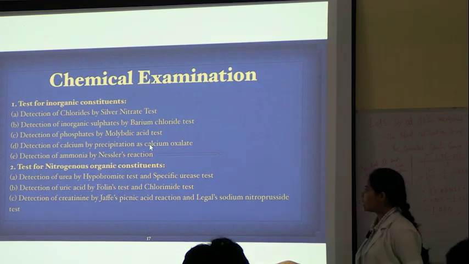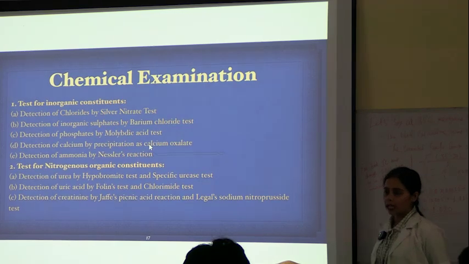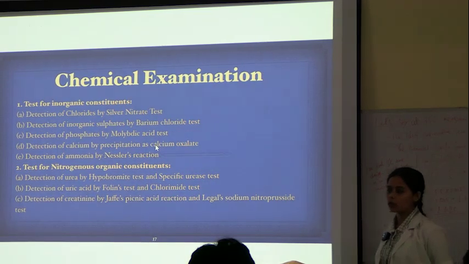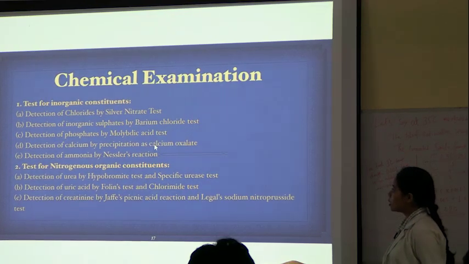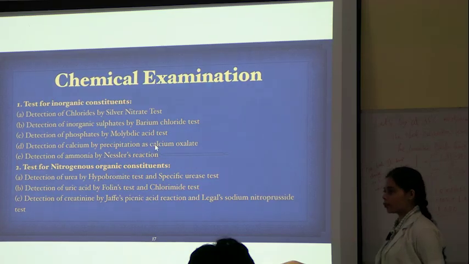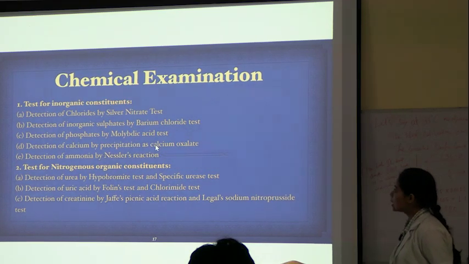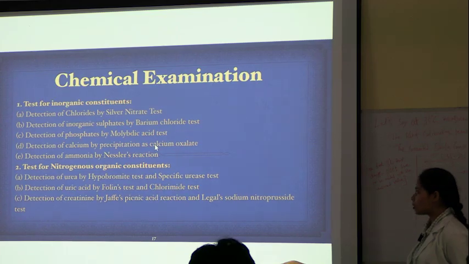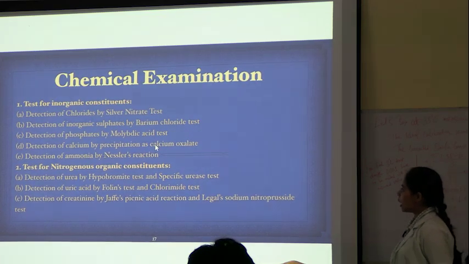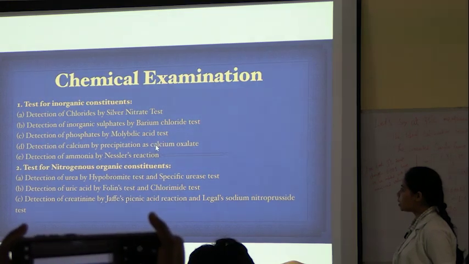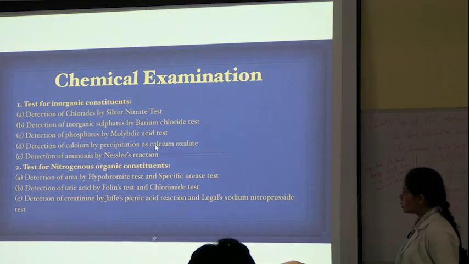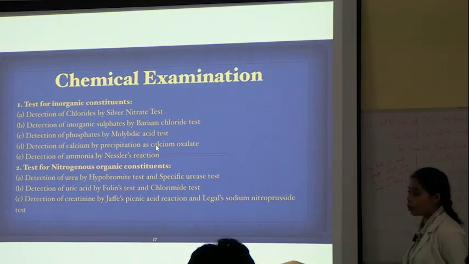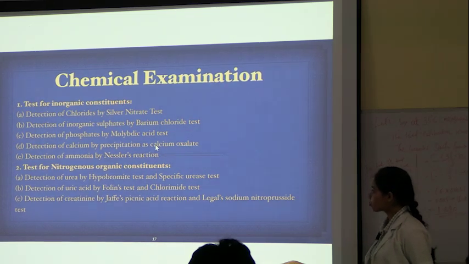Now these are some chemical examinations. I will not go into the detail, but you will do it in your lab, so you just know the names for now. For testing of inorganic constituents: detection of chloride by silver nitrate test, detection of inorganic sulfates by barium chloride test, detection of phosphates by molybdic acid test, detection of calcium by precipitation as calcium oxalate, detection of ammonia by Nessler test, Nessler reaction. This is important, this Nessler's reaction.